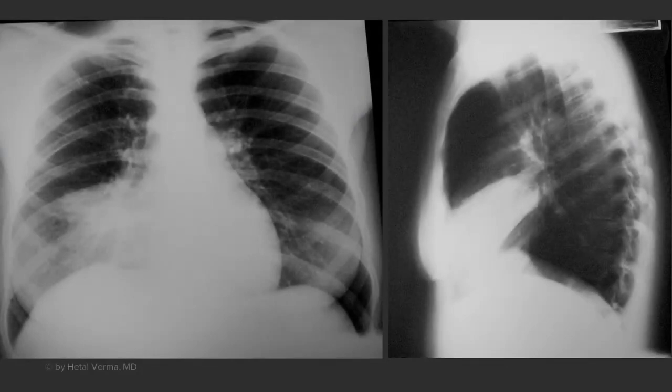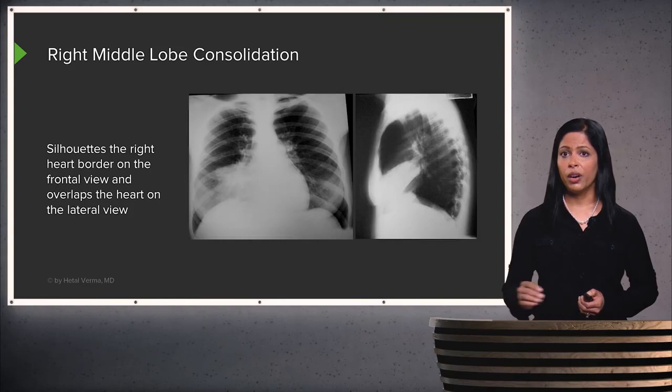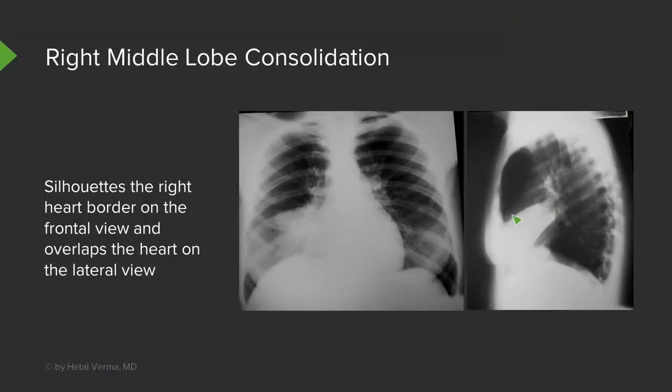We have a frontal and a lateral view in a patient that's presenting, let's say, with cough. So this is an example of right middle lobe consolidation. So on the frontal view, the right heart border is silhouetted so that we don't see it anymore. And on the lateral view, a middle lobe consolidation will overlap the heart. So if you look here, the heart appears brighter than it normally would. And that's because this consolidation that you see on the frontal view is located adjacent to the heart anteriorly on the lateral view. And this is very typical of a right middle lobe consolidation.